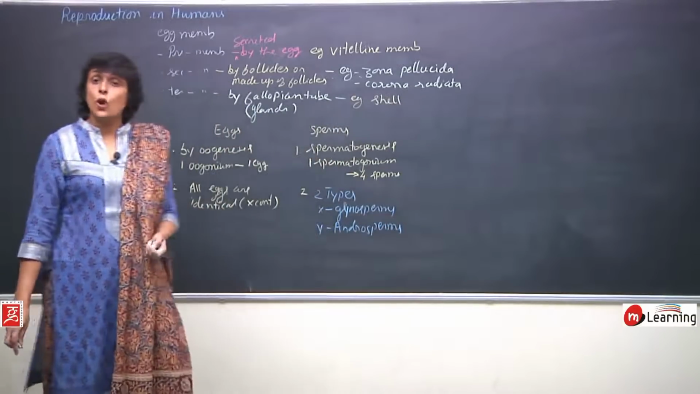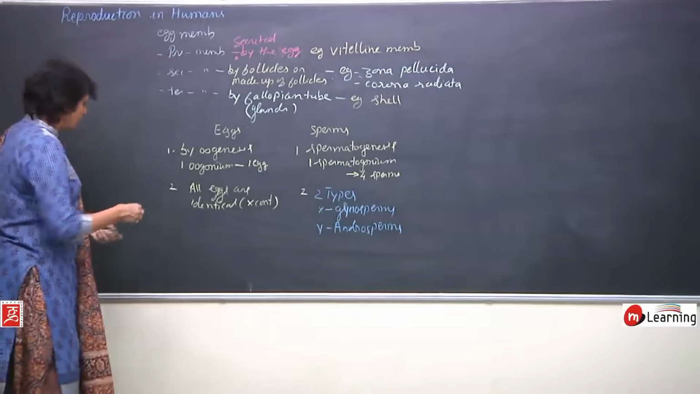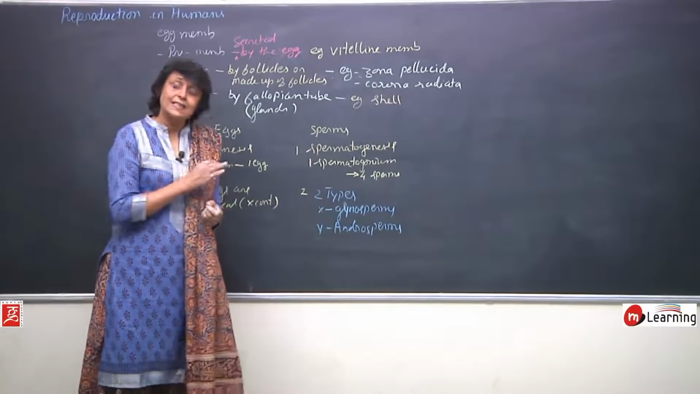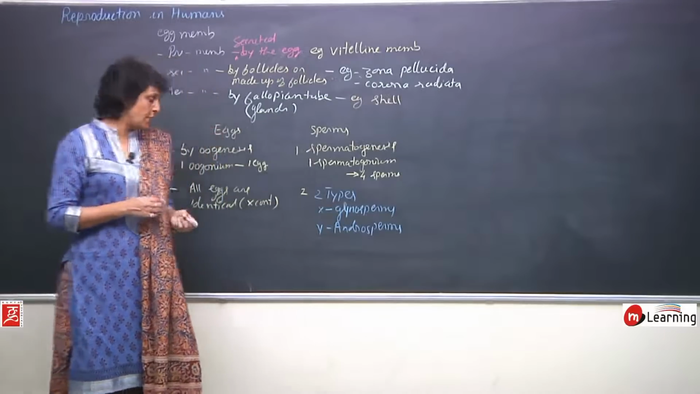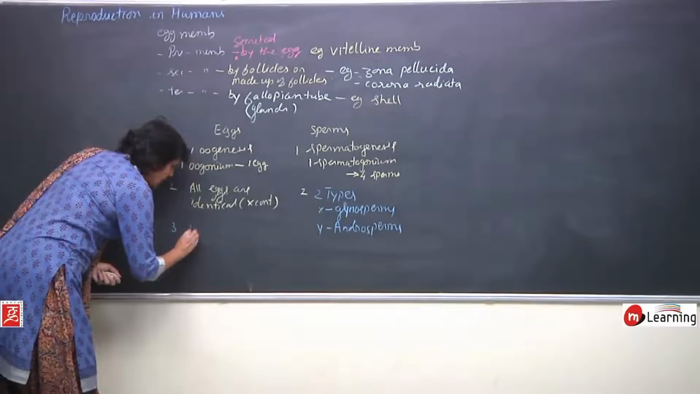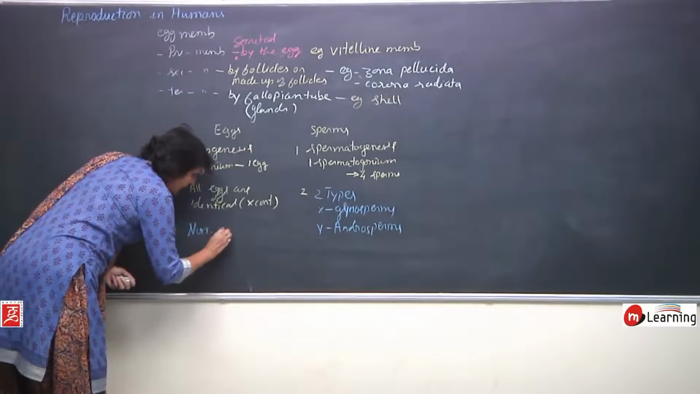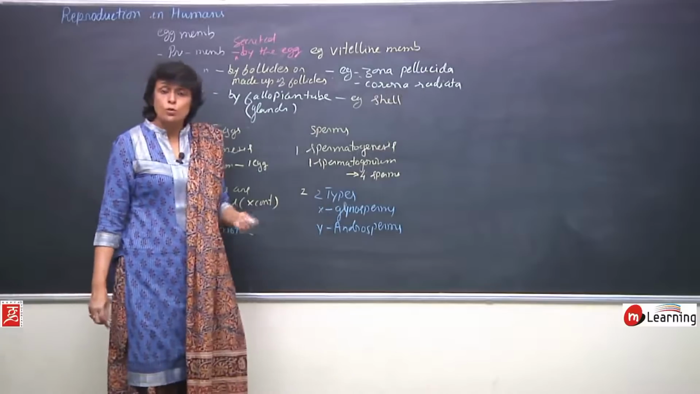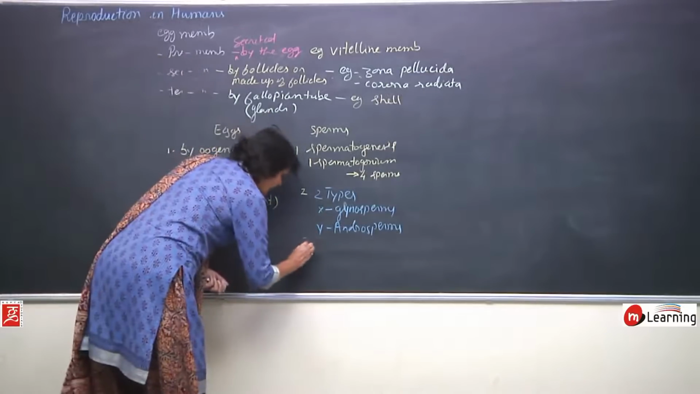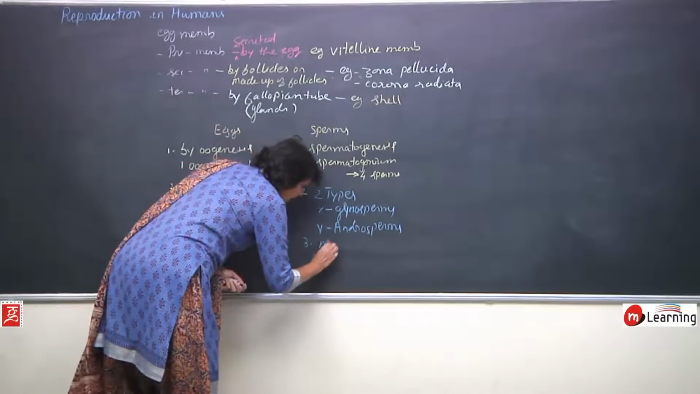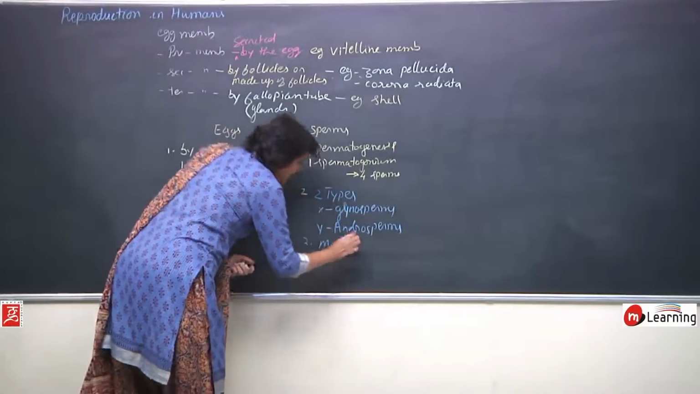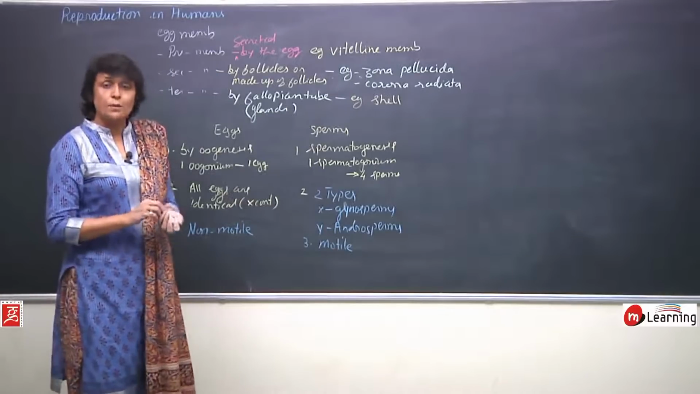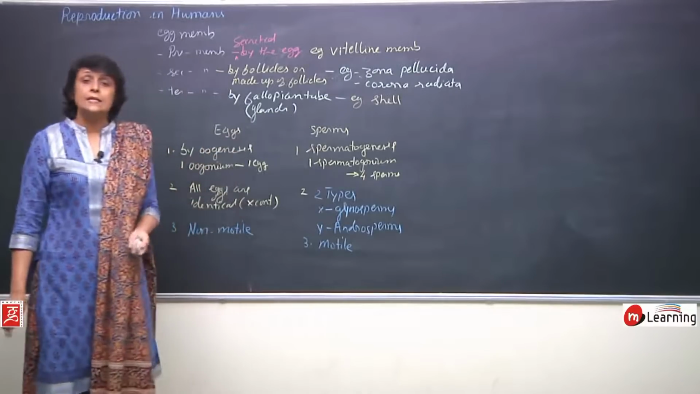Eggs are non-motile, they do not move on their own. In the fallopian tube, they are conducted by the cilia which are present in the fallopian tube. So eggs are non-motile, whereas the sperms are motile, they have to swim up to the egg. So they are motile structures, they move.